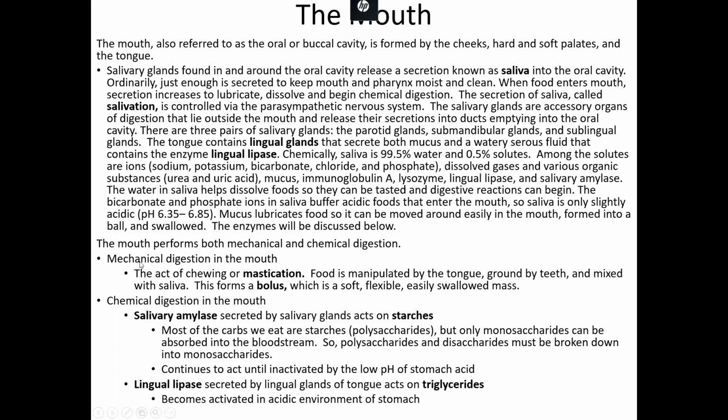Mechanical, as you guys learned last time, is a form of physical breakdown where you're taking something bigger, the food, and making it smaller. And this is the primary place where we perform mechanical digestion. We call this chewing. Okay? Most commonly called chewing. Fancy term for chewing is mastication, where we manipulate our food using our tongue, grinding it with our teeth, and mix up that food with the saliva, forming what's called a bolus. A bolus is just a fancy word for a soft, flexible, easily swallowed mass.